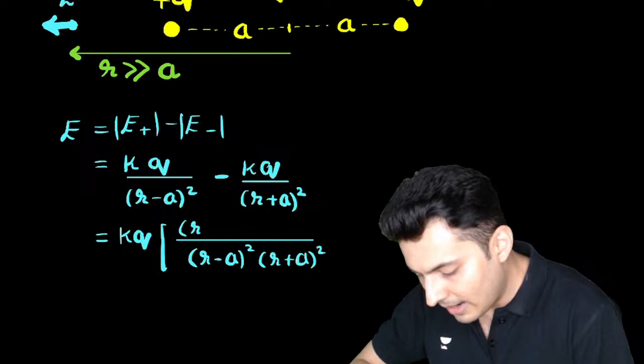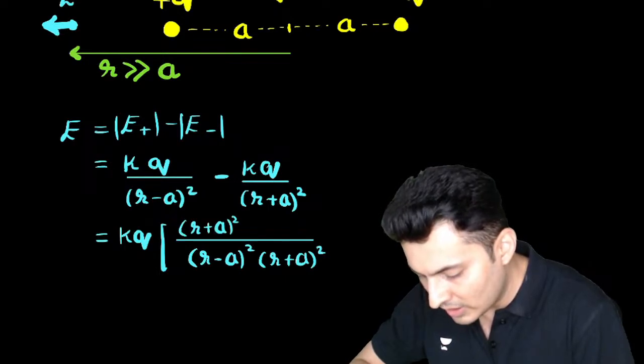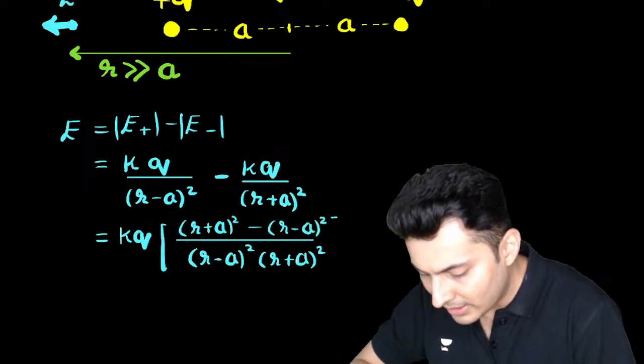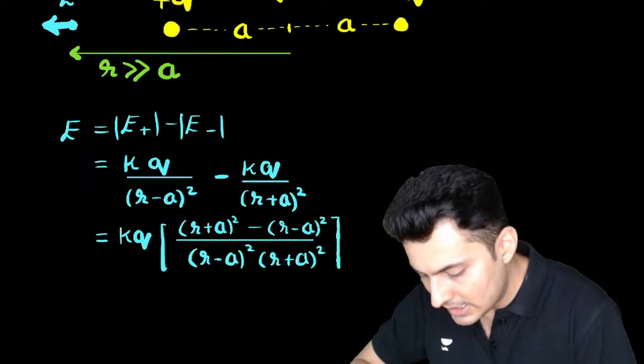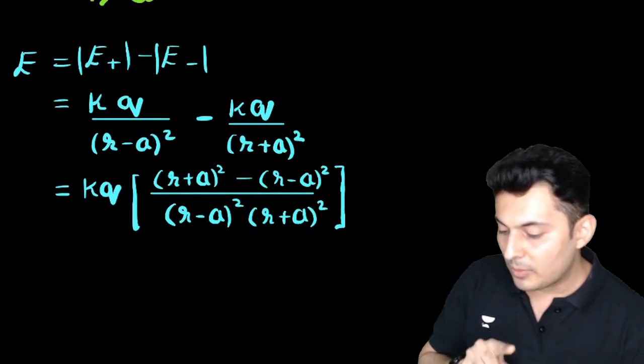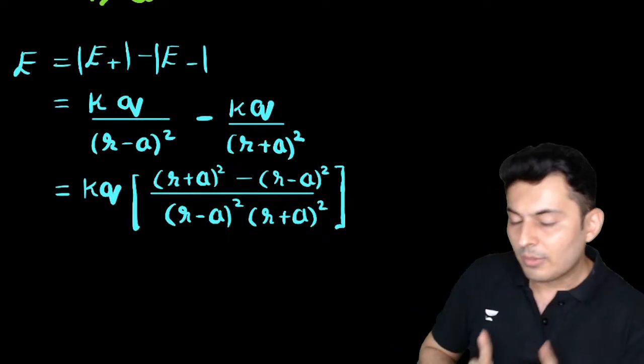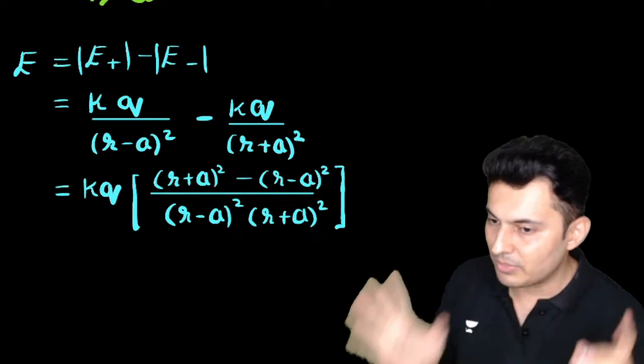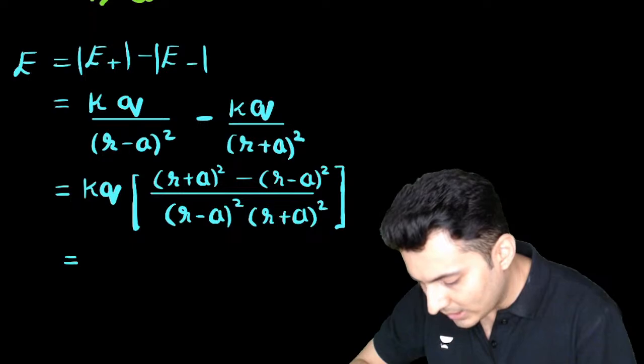On the top, I will have (R plus A) whole square, because I've taken LCM, minus (R minus A) whole square. I've just taken LCM, nothing else. So R plus A will go first on the top, R minus A will go later on the top. Subtract them. Now let's see what happens next.